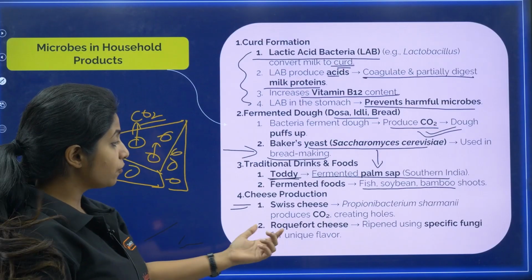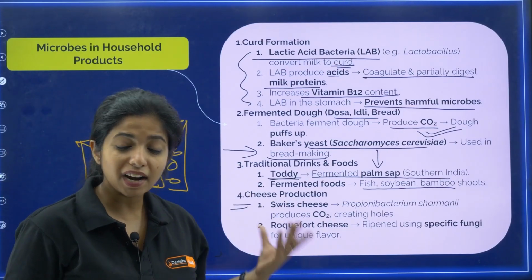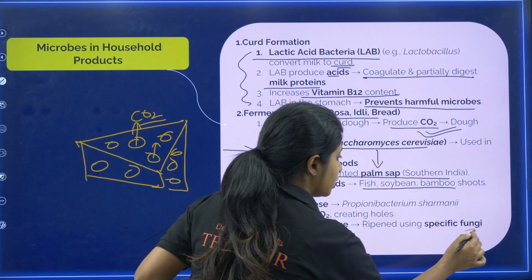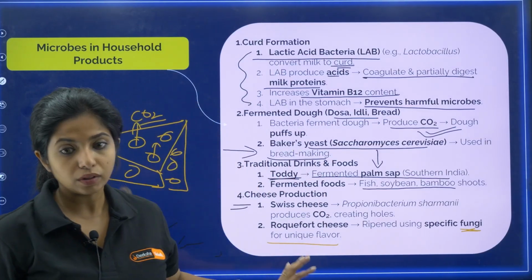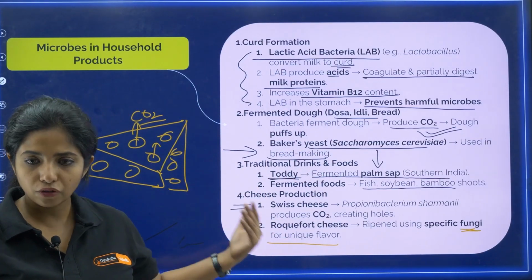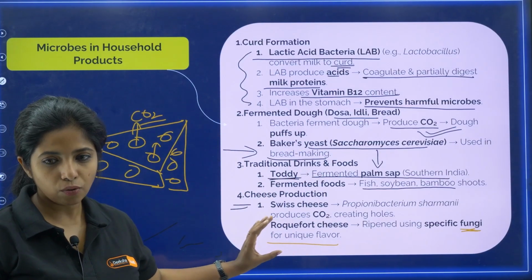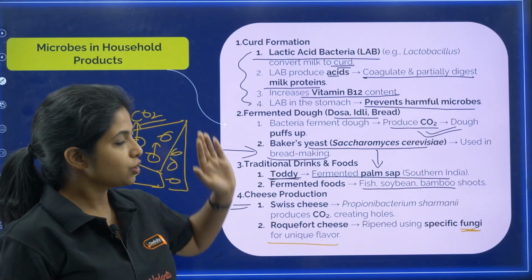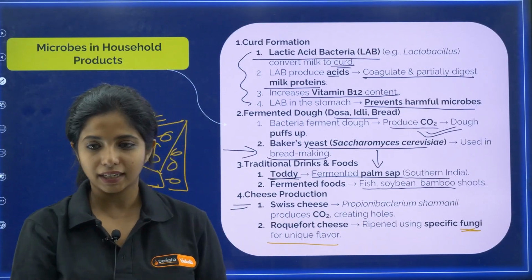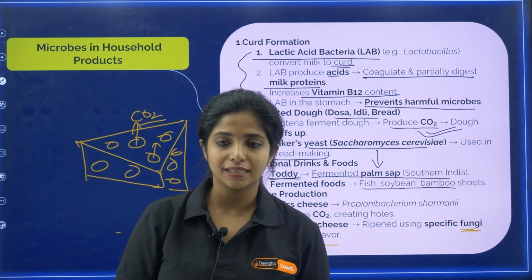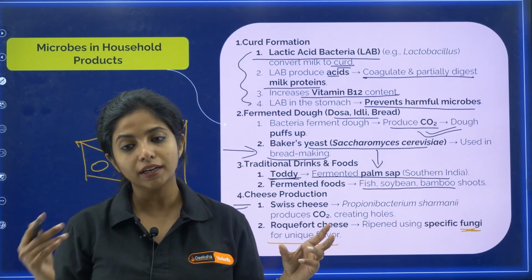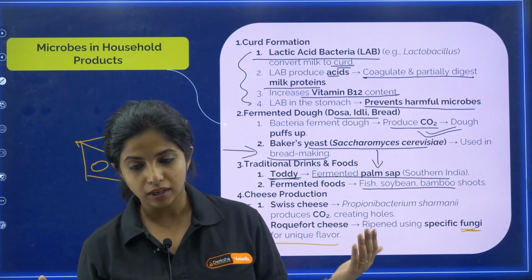Now Roquefort cheese, if you talk about that, the ripening of Roquefort cheese is done by a specific fungus, my dear children. So here the fungus plays a major role. They have not mentioned which fungus, so you do not have to remember it. But at least you should know that Roquefort cheese is ripened by using a fungus. Over here, for curd formation, you have lactic acid bacteria, that is Lactobacillus, the name of the bacteria. It is going to release acids, convert milk to curd, and also increase the vitamin B12 amount.